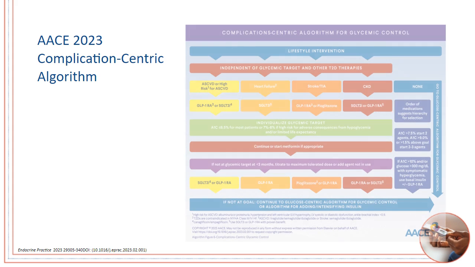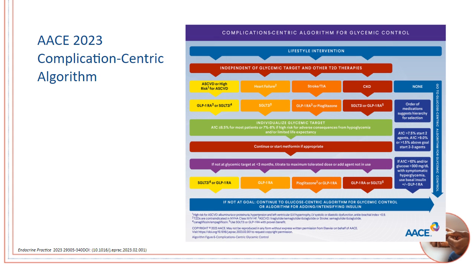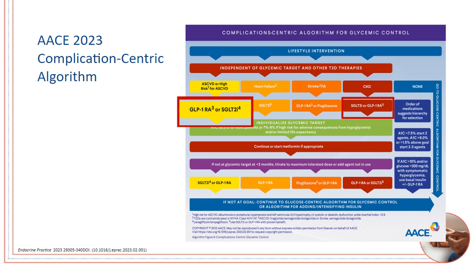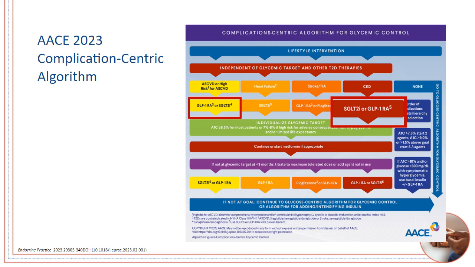When we go to the ACE complication-centric algorithm, again, we can highlight the same type of things. You can see that on the yellow on the left, if she's had atherosclerotic cardiovascular disease, please consider using a GLP-1 receptor agonist or an SGLT2 inhibitor. If we go to the far right in the red, if she's got chronic kidney disease, please consider an SGLT2 inhibitor or a GLP-1 receptor agonist. So you can see here that there's some uniformity and consistency in the treatment recommendations based on this patient profile.